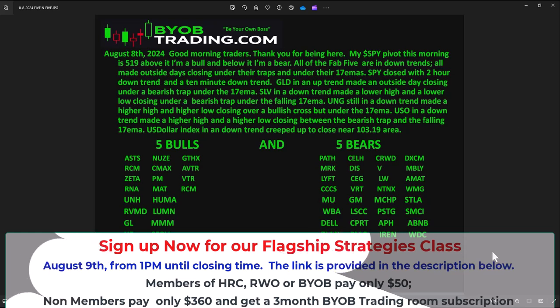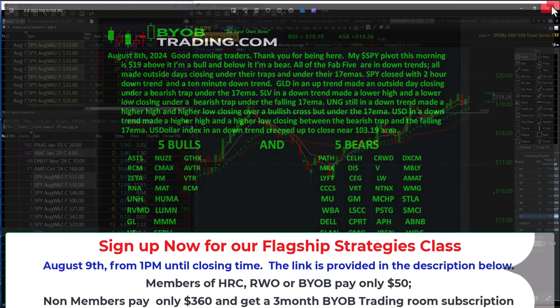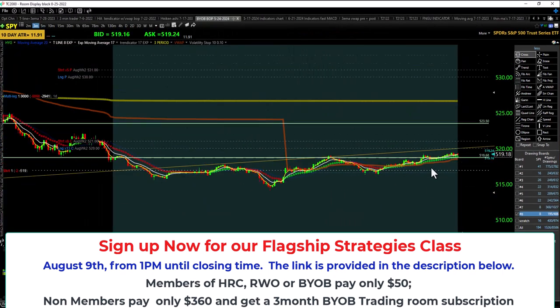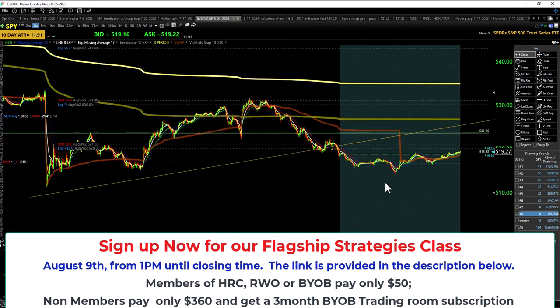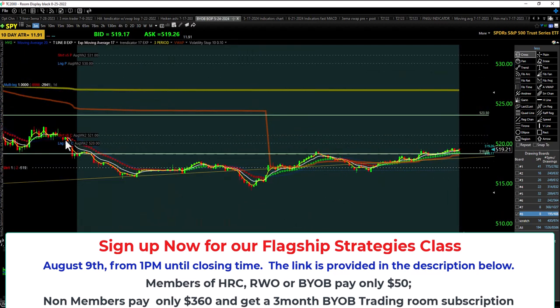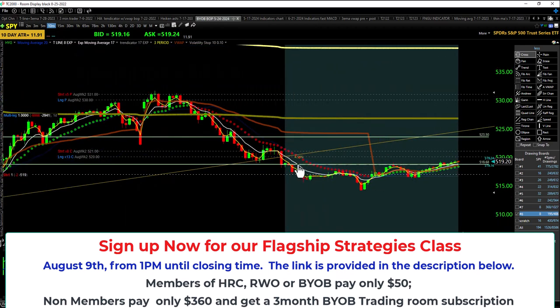All right, let's go take a look at some charts. First chart, let's take a look at SPY. Okay, so SPY on the 10-minute. All right, we closed off yesterday. We had a 10-minute downtrend, because we got price and the 3 underneath the 8 EMA right here.